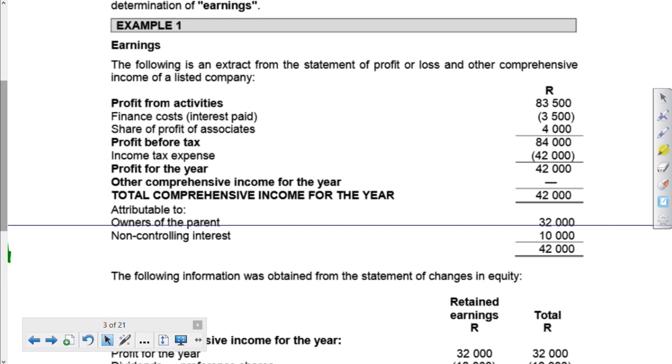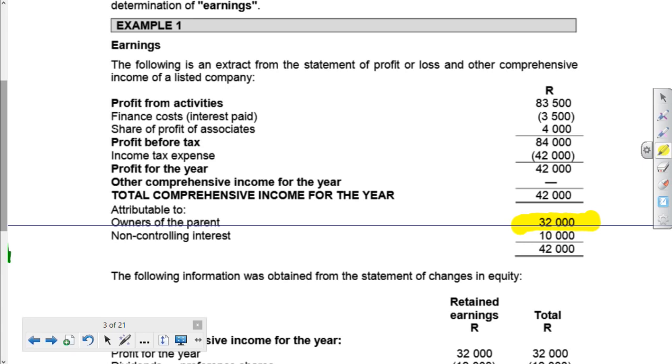The following is an extract of the P&L and OCI of a listed company. We know that we want to start with this number. Profit attributable to owners, isn't it? So I'm not going to start with the 42. I'm going to immediately just start with the 32. I could start with the 42 and take off the 10 and then land up on the 32, but I'm not. I'm just going to immediately start there.